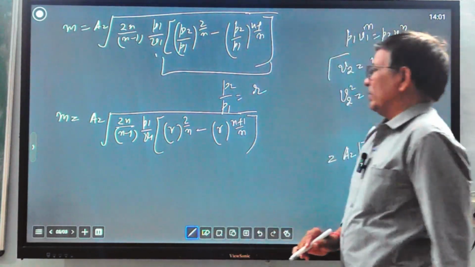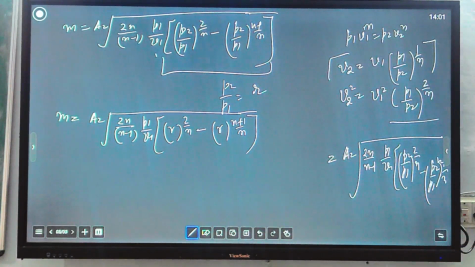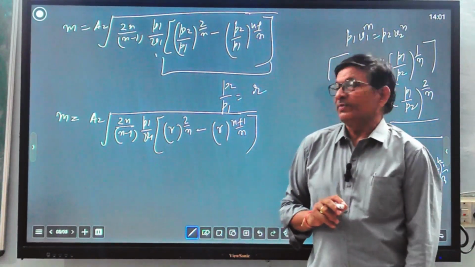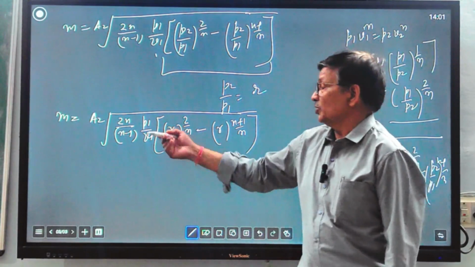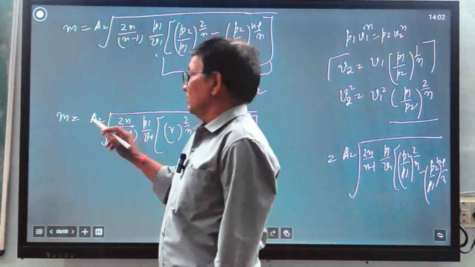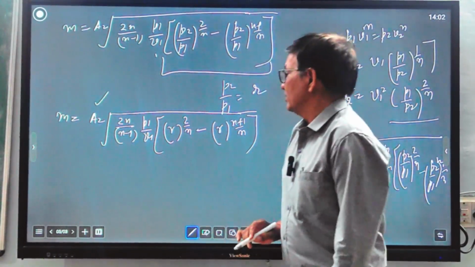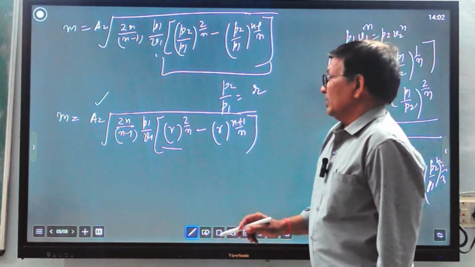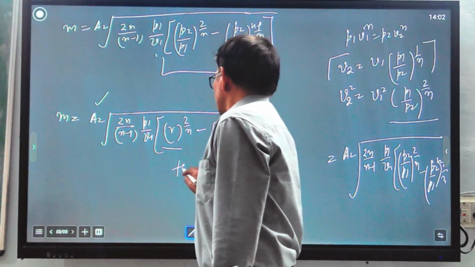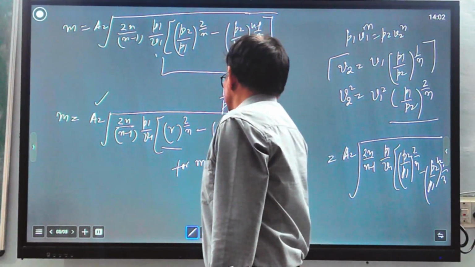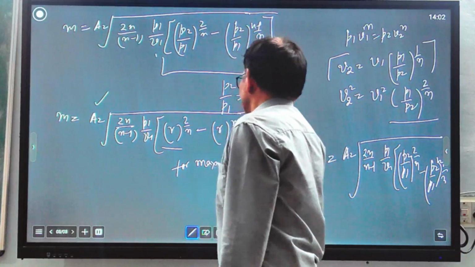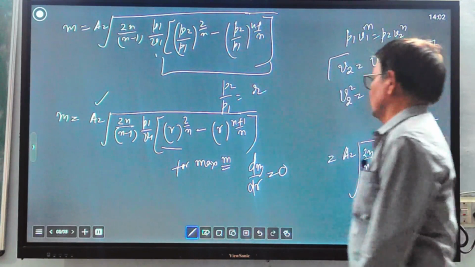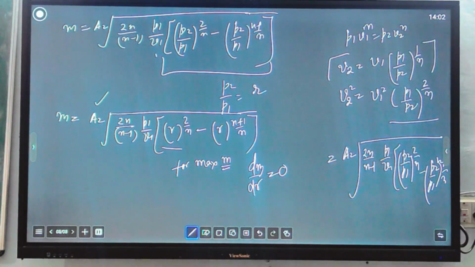So you see, on what parameter does it depend? R is the main parameter, because P1 and V1 are the initial pressure and specific volume condition. M is a constant for a given condition of the steam. P2 is exit pressure, this is a constant. So M depends upon the pressure ratio R. So for maximum discharge, M maximum, dm by dr should be equal to 0. For maximum discharge, dm by dr equal to 0.